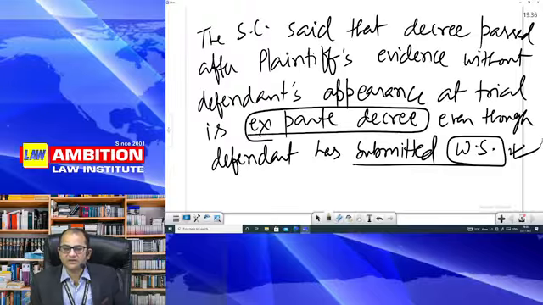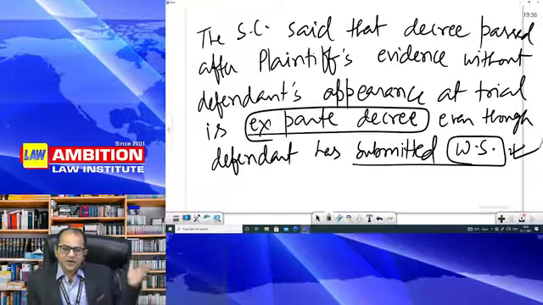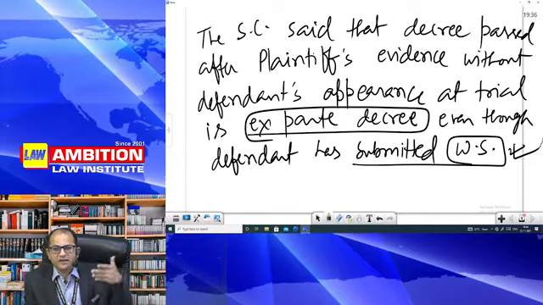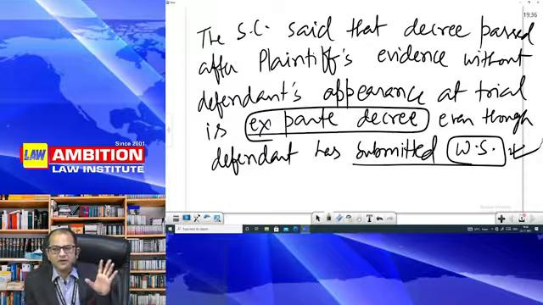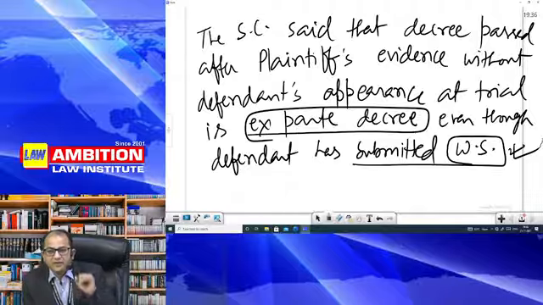So, just submission of WS by defendant is not production of evidence, mind you. Even if he has produced WS, it does not mean that he has given evidence. No, he will not be considered. It is ex parte. Supreme Court has said very clearly in G. Ratna Raj that plaintiff's evidence has been given, but defendant's evidence has not been given. And we are passing ex parte decree against defendant.